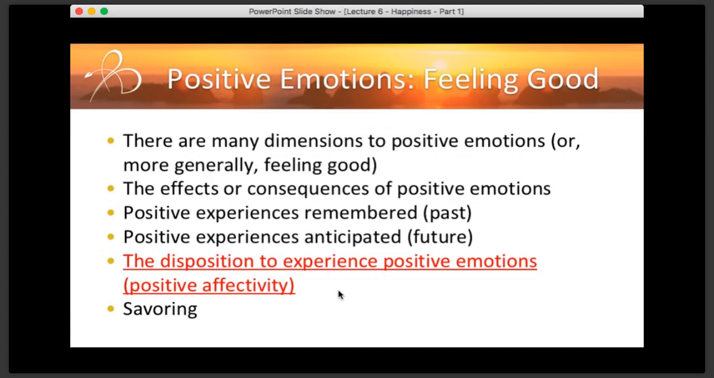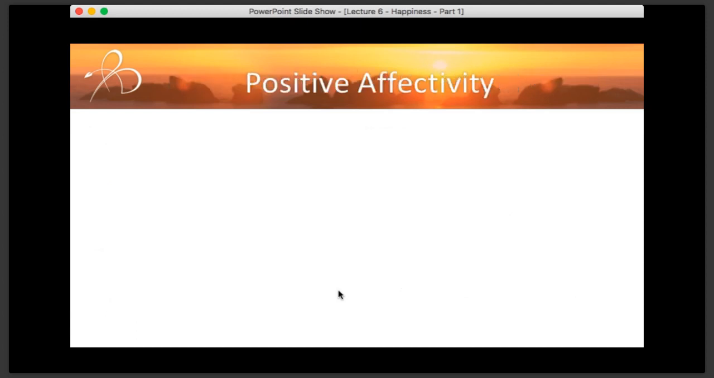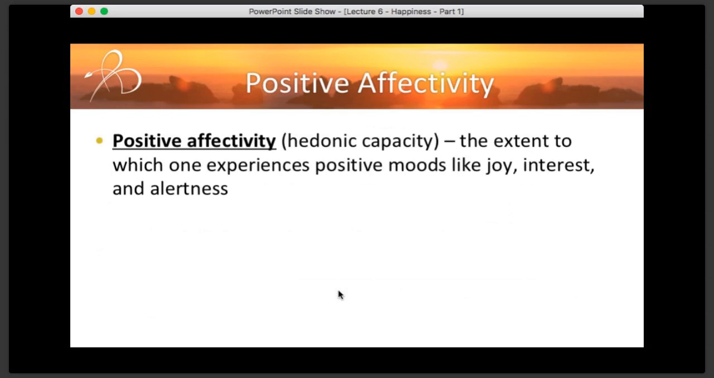So let's talk about the disposition to experience positive emotions. That's called positive affectivity, also known as hedonic capacity, which is the extent to which one experiences positive moods. Moods like joy, interest, alertness. One could say happiness. Humor, right? Being amused. Any sort of positive mood. Contentment, satisfaction.